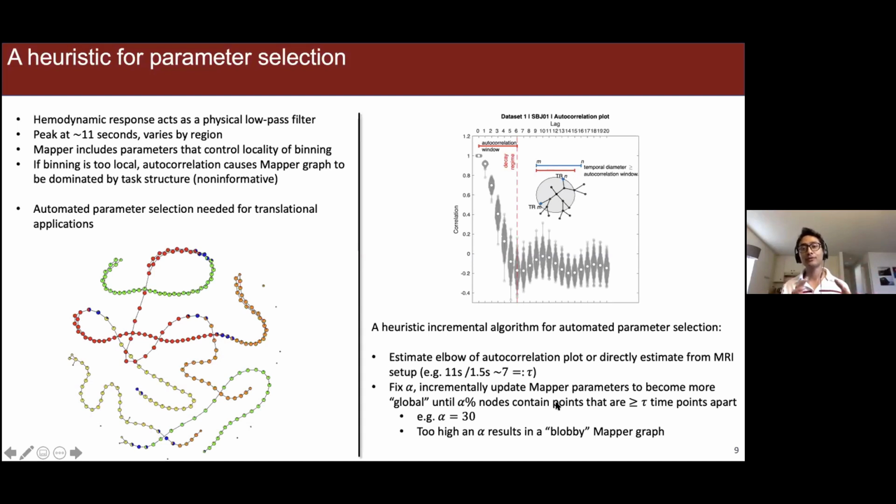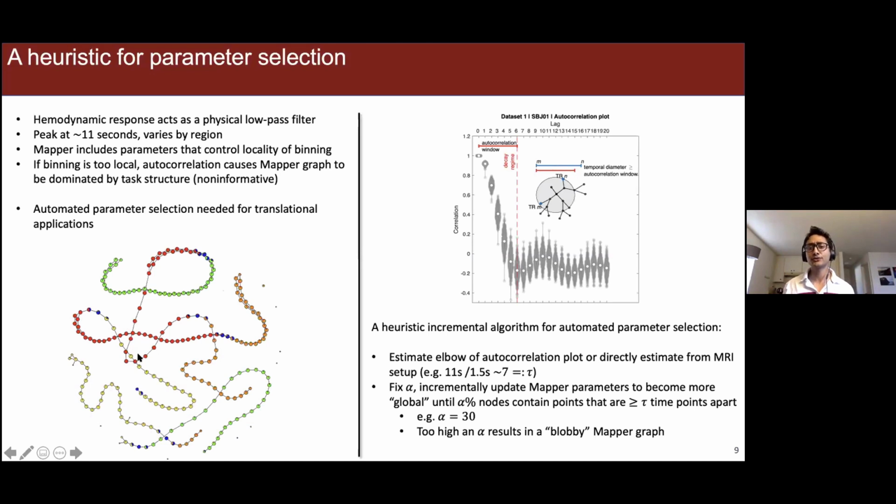And if you're not careful, if your binning is somehow too local with the Mapper graph, you get a graph that looks sort of like this. And all you're really picking out is the temporal structure of the experiment design, which is not very interesting to have. So to deal with this, we did something very simple.